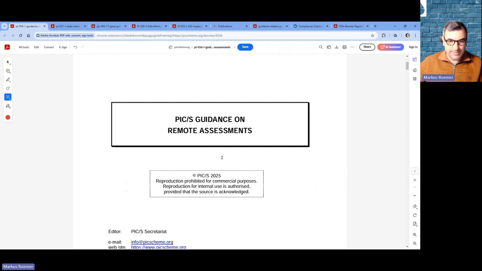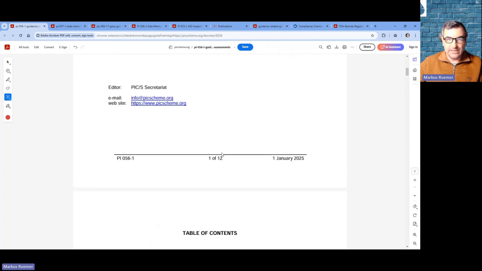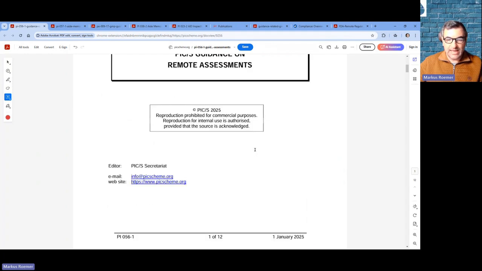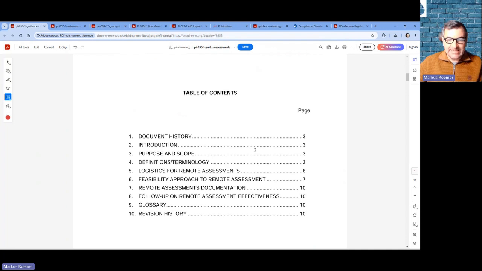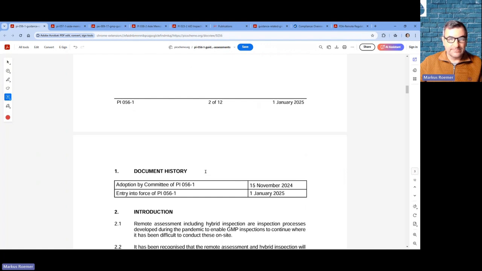So let's start. PIC/S 2025, great, the first thing to do this year. It also mentions here the appendix. That's very interesting. The other documents don't look like this. And I guess it's the final document. You cannot really see that. The table of contents is okay, does not contain everything. I think the author had some problems with MS Word.